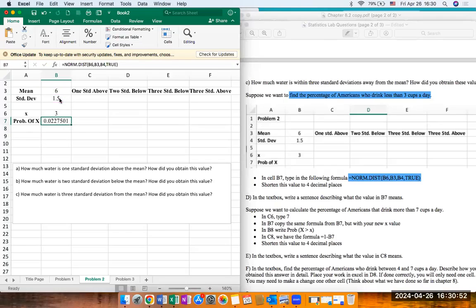Go ahead and hit enter. Now this is the percentage that we would get. Now, by no means do we need that many decimal places, so let's shorten it. Because it's important, let's also put it in some sort of highlighted box.